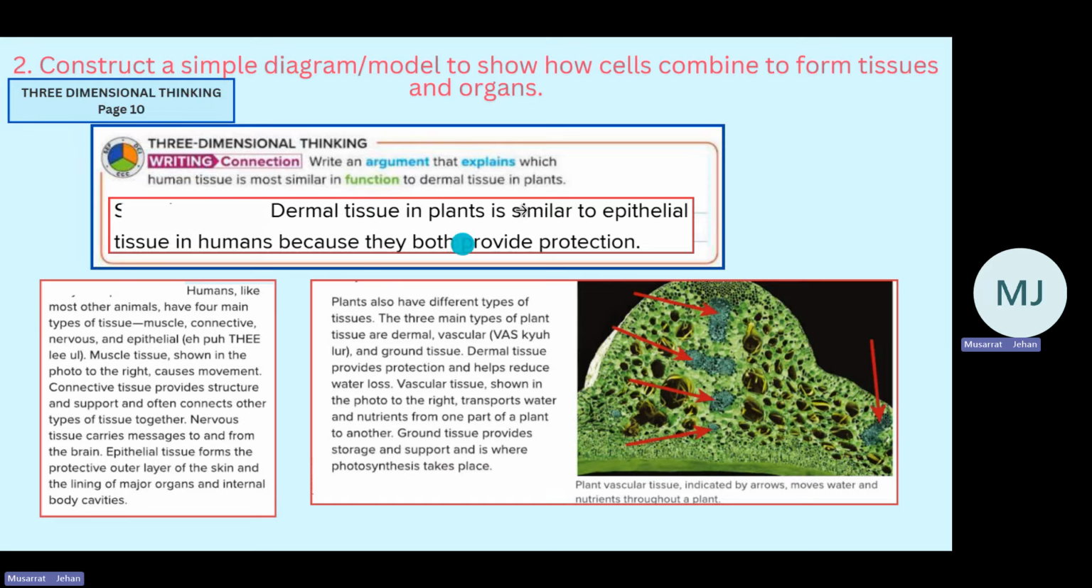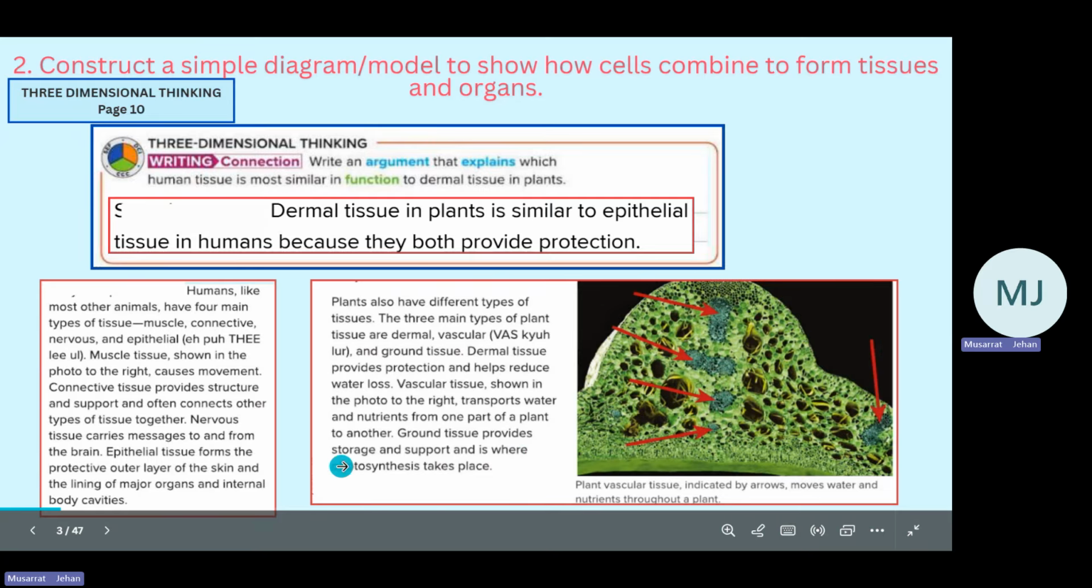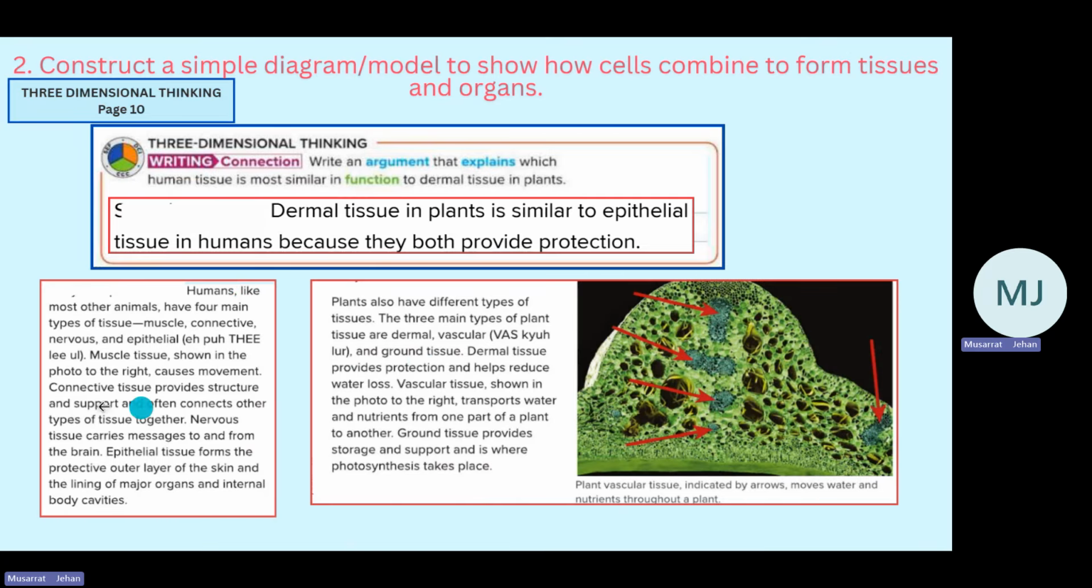So we know that in plants, there are 3 types of tissues. These tissues that are found in plants are dermal, vascular, and ground tissue. Now, they have different functions. Dermal tissue provides protection. Vascular tissue transports water and nutrients, and ground tissue provides storage and support, and also photosynthesis takes place here.